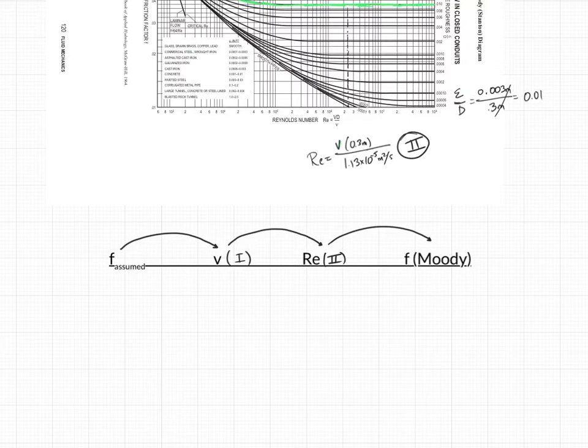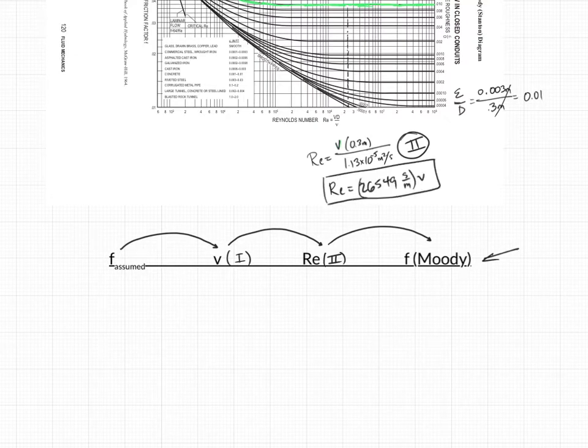So it's always going to be these things. You could have written this right from the start. I need an F assumed, I need a V, I need an RE, I need an F from Moody. The only thing we need at this point, well, first I'm going to simplify this equation, because I want this equation to be easy to use. Just because I've already done it, I'm going to simplify this equation.